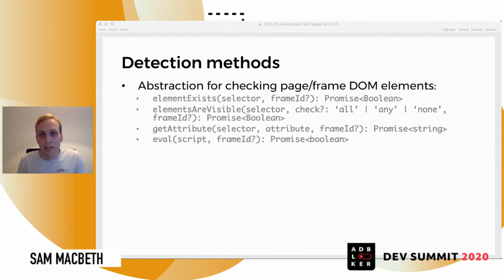So we have an element exists method for checking if there's a DOM element matching the given selector on the page, the selector just being a normal CSS selector. Elements are visible further checks that elements matching the selector are visible to the user. And then we have eval, which is just like a JavaScript eval, so it evaluates a particular snippet and then returns if the result was truthy or not.